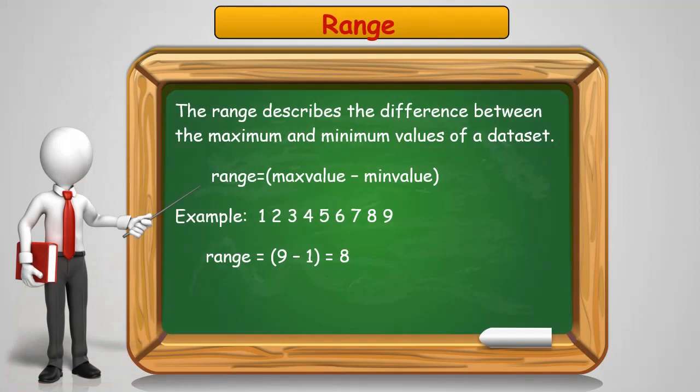The most simple of these, of course, is the range, which is simply equal to the maximum value of the data set minus the minimum value of the data set. So in this case, the highest value is 9, the lowest value is 1, so the range is 8.